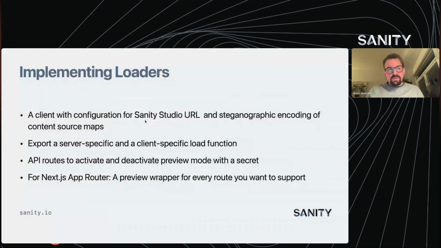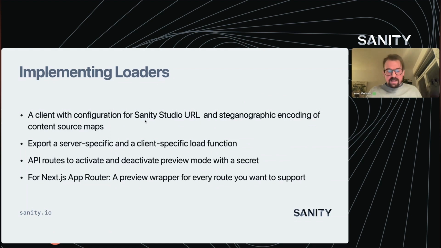So what does it take to implement loaders? We need a client with configuration for which Sanity Studio URL to open if you want to use presentation, and these Stega encoded content source map strings. You can also opt out of Stega, by the way, and do it more manually if you want that. We need to export a server-specific and a client-specific loader function. Again, this is to keep as much JavaScript out of your production bundle as possible. We need API routes to activate and deactivate preview mode with a secret. And the secret shouldn't be leaked, right? So people who aren't supposed to see upcoming changes can't access those things.